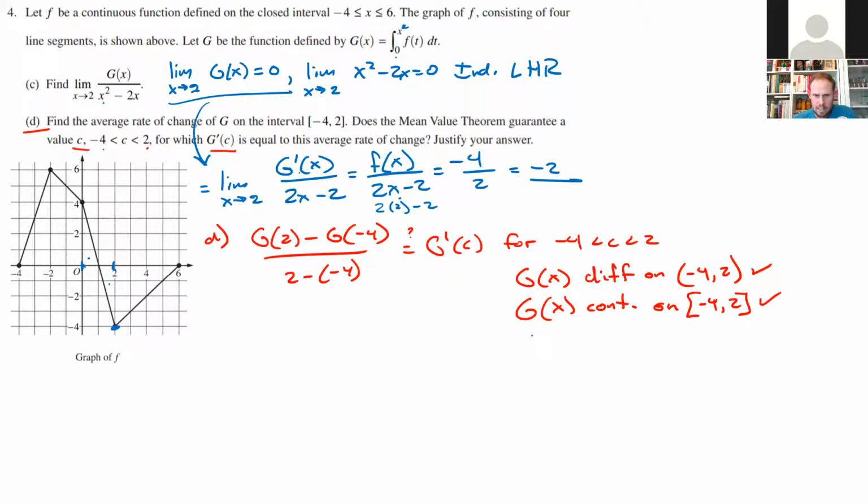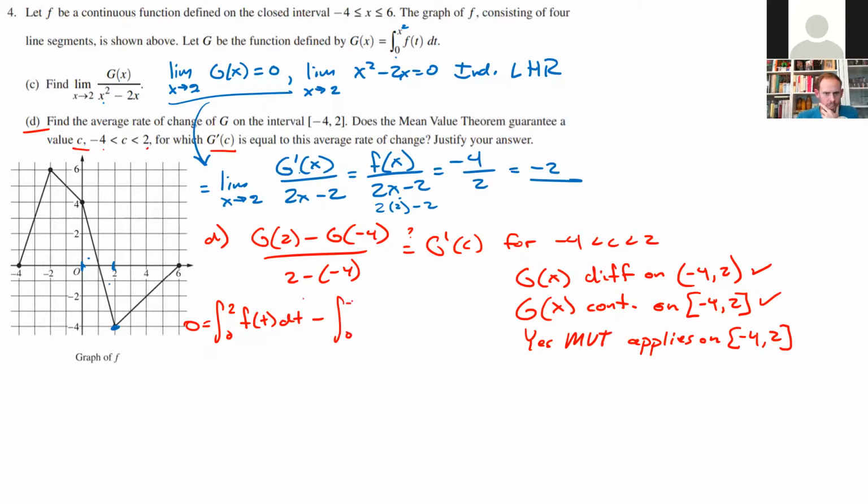So yes, mean value theorem applies on -4 to 2. And now let's find this actual function value. So we want g of 2. It's the integral from 0 to 2 of f of t dt, which we've worked out a couple times, is just 0, minus g of -4. So that's the integral from 0 to -4 of f of t dt over 6.